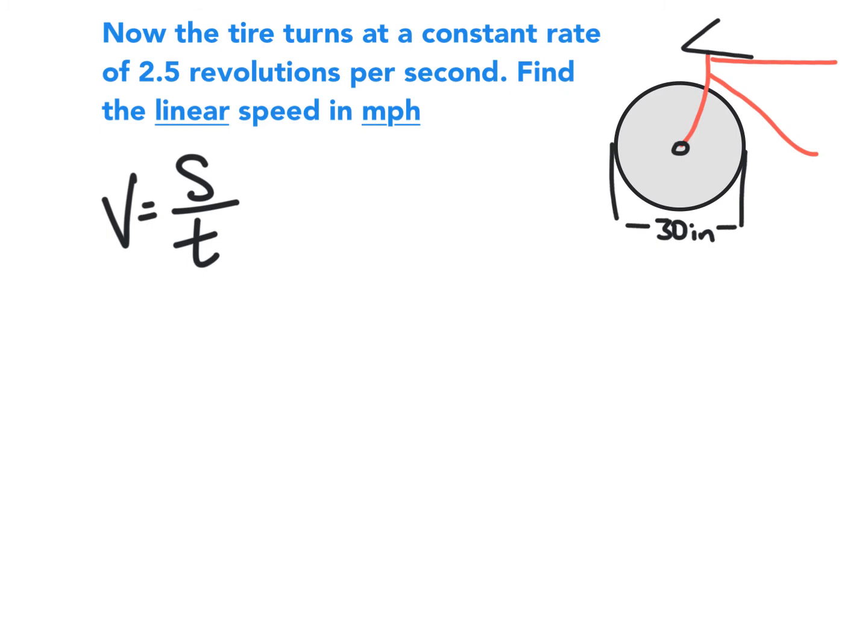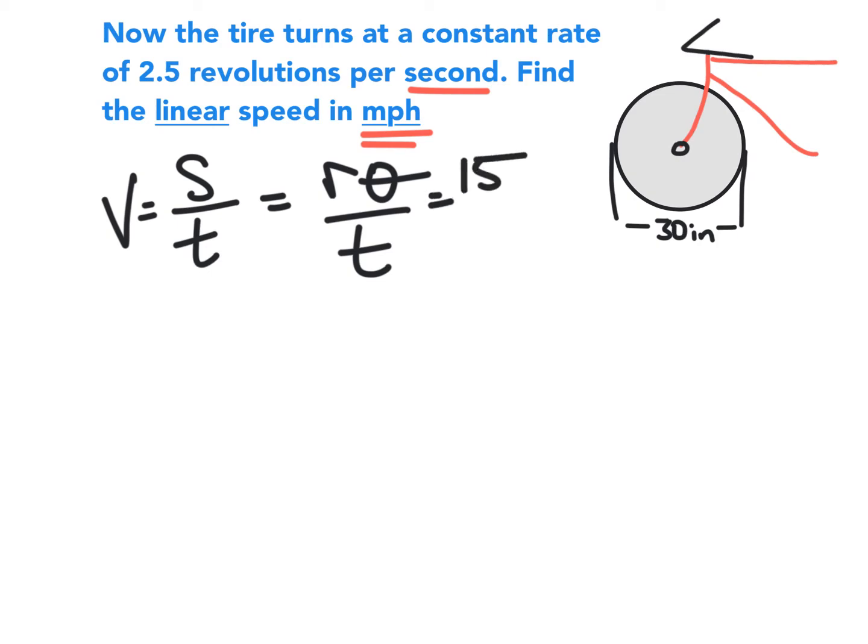All right, so now the tire turns at a constant rate of 2.5 revolutions per second. This is a change. Find the linear speed in miles per hour. So let's look at this. V equals s over t. So what's s? What's the arc length of each revolution? Well, remember that arc length is just the radius times theta. So let's figure out what r theta would be in this case. Well, r is just the radius. That's 15. But theta, I'm going to come over here and think about it.